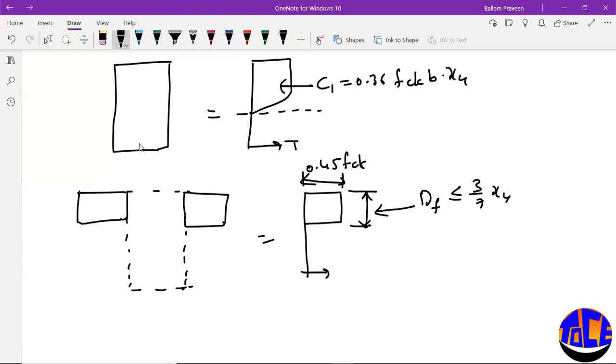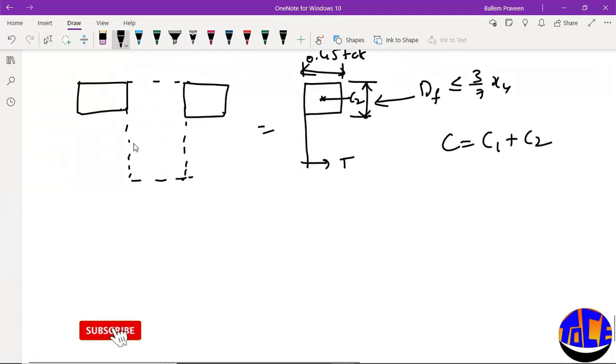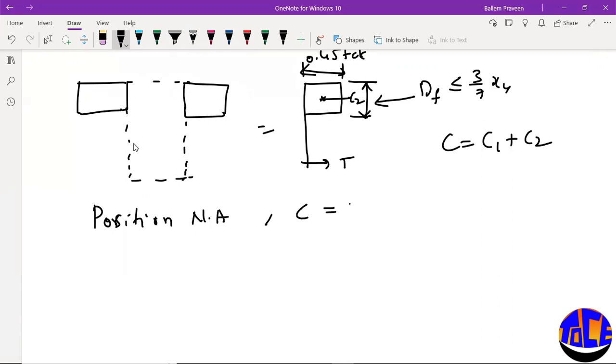Here you will have T. At the center, C2 is acting. Now we have to find out this C2, so that the compressive force will be the summation of C1 plus C2, right? Let us see how we can calculate C2. Now let us find out the position of the neutral axis. In that itself we will find out C2.